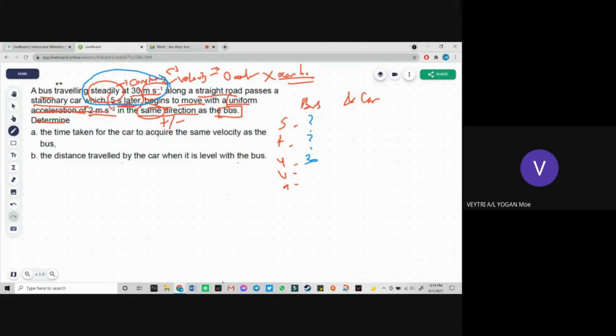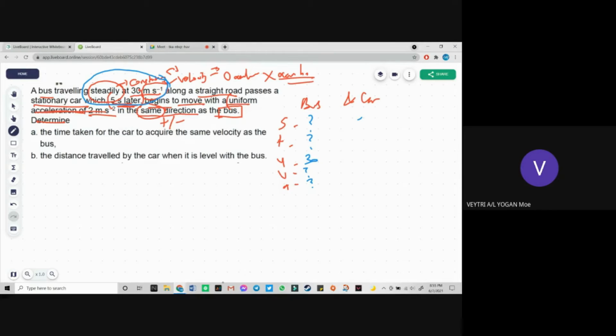Now, final velocity of the bus, you don't know. Next, acceleration of the bus. Acceleration of the bus, over here, also you don't know. Alright, tengok berapa banyak you guys tak tahu dalam sini. Value dia.